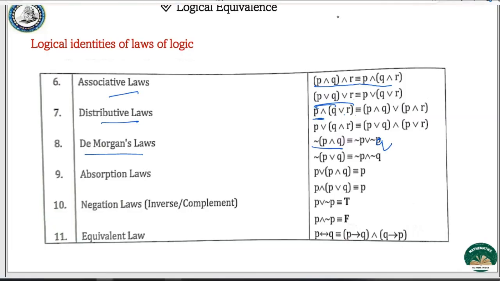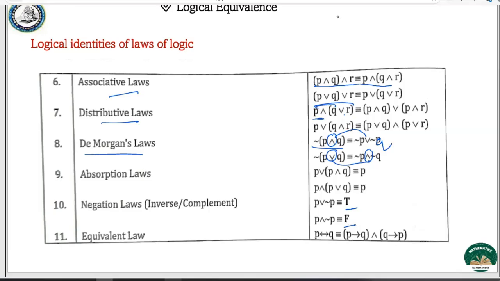Then you have negation of P or Q, which can be written as negation P and negation Q. If it is and, for De Morgan, it will change to or, and if it is or, it will change to and. So this is called De Morgan's law. Then you have the absorption law: P or (P and Q) is equal to P, and P and (P or Q) is equal to P. Then the negation law: P or negation P is true, and P and negation P is false.